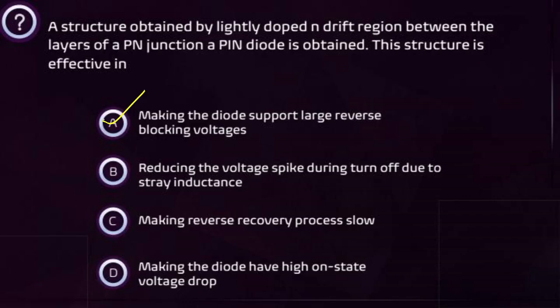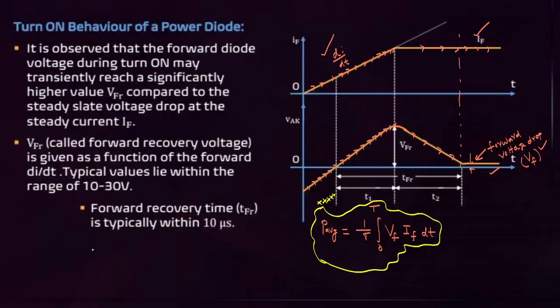Here I solved one question. Please go through this one. A structure obtained by a lightly doped N-drift region between the P and N layers of a PN junction, a PIN diode is obtained. This structure is effective in making the diode support a large reverse blocking voltage, because of the N minus layer only, it supports the high blocking voltage.